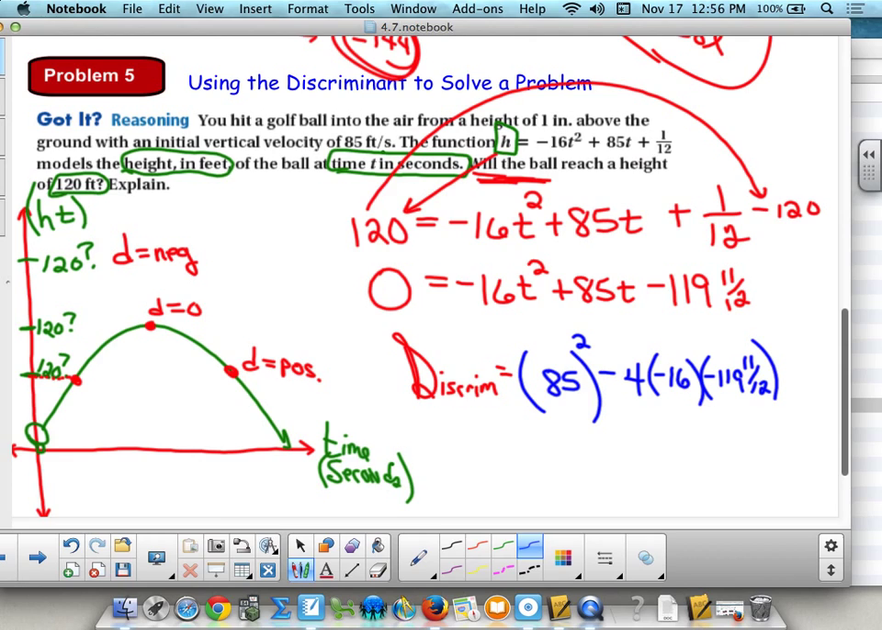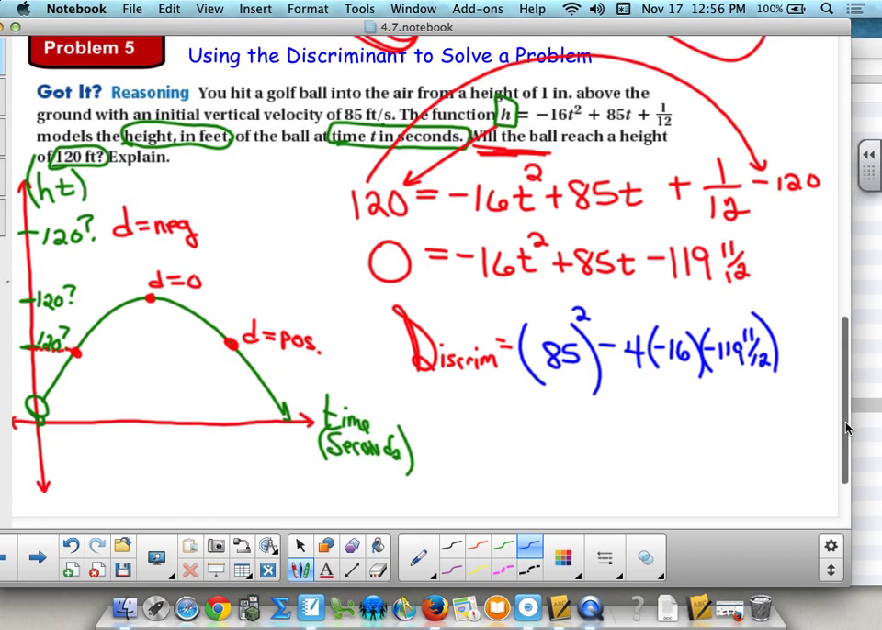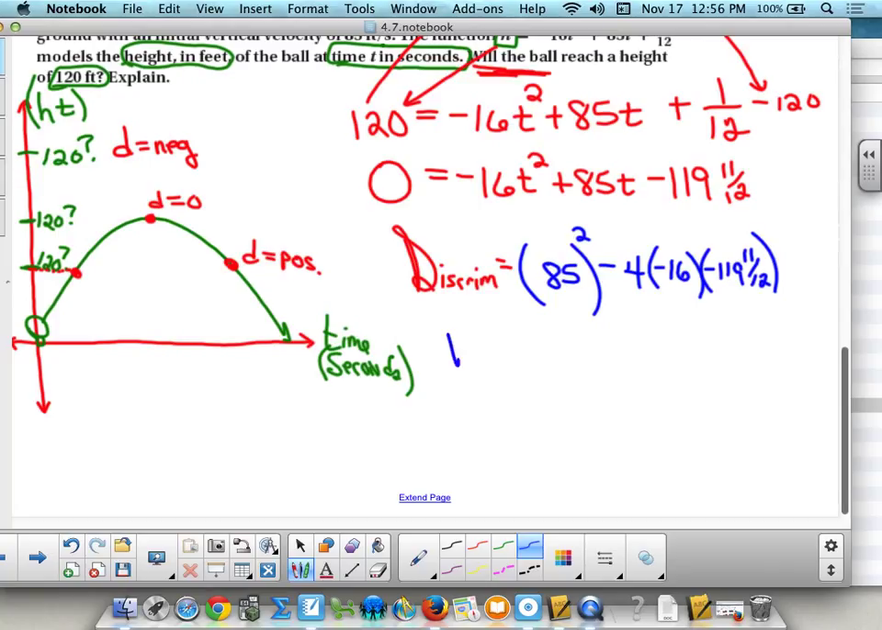Those are some ugly, ugly numbers. Thank goodness for calculators. Discriminant is equal to... Somebody told me this was 7,000 something. 225? Okay. Negative times negative times negative is negative?